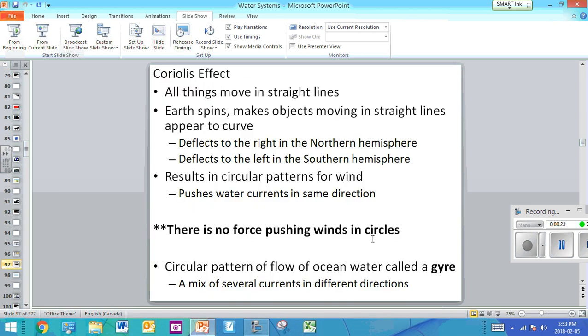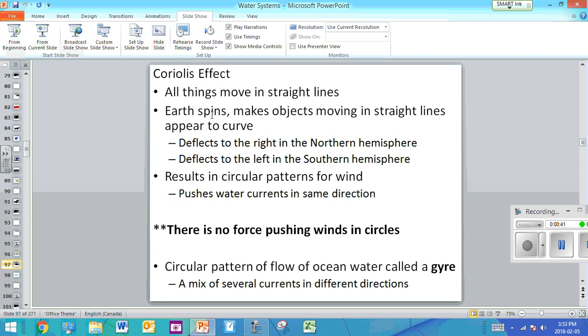You know all things move in straight lines. When I throw a ball, it moves in a straight line. When I fall, it moves in a straight line. If I push something, it rolls in a straight line. And essentially, all of this is normal physics. Nothing is pushing it in a different direction, so it just keeps going till it stops.